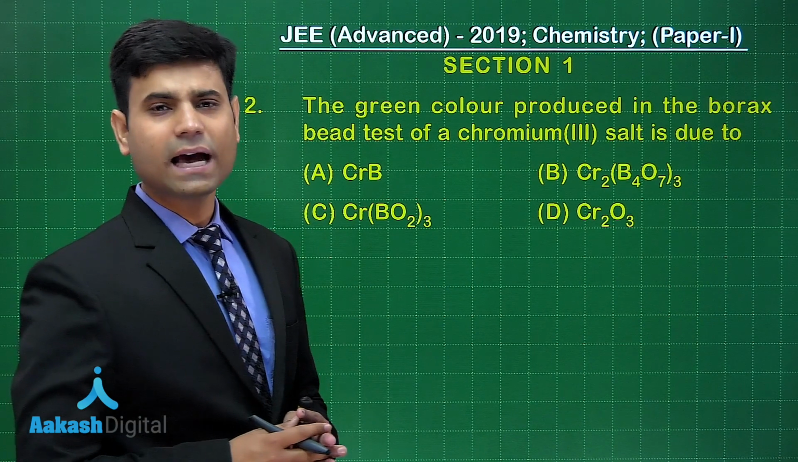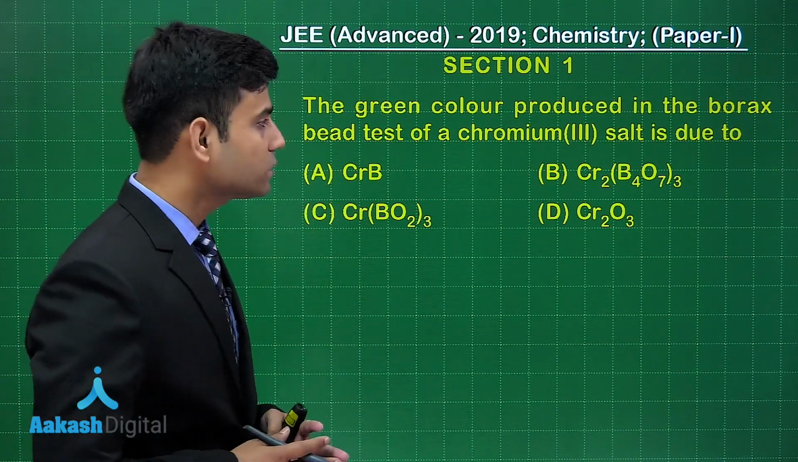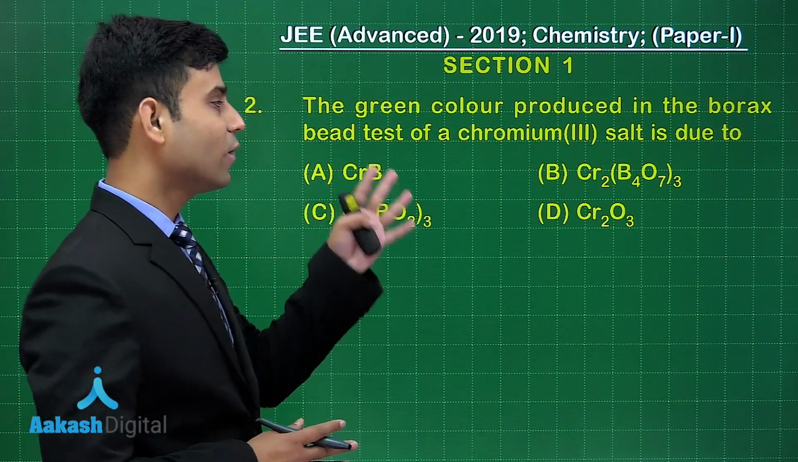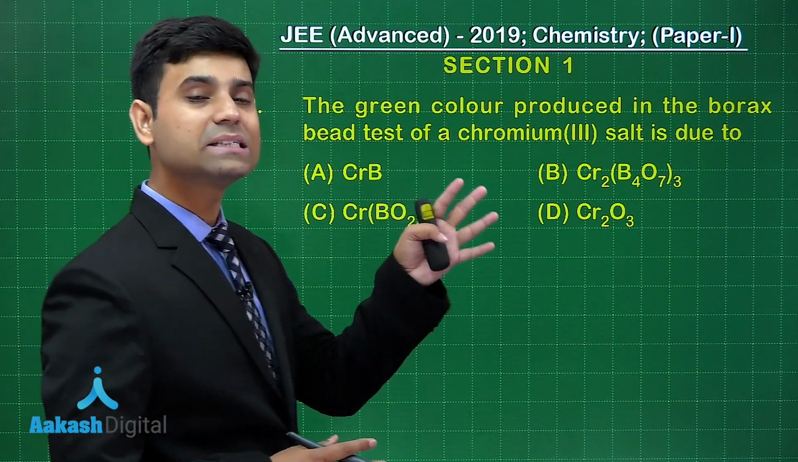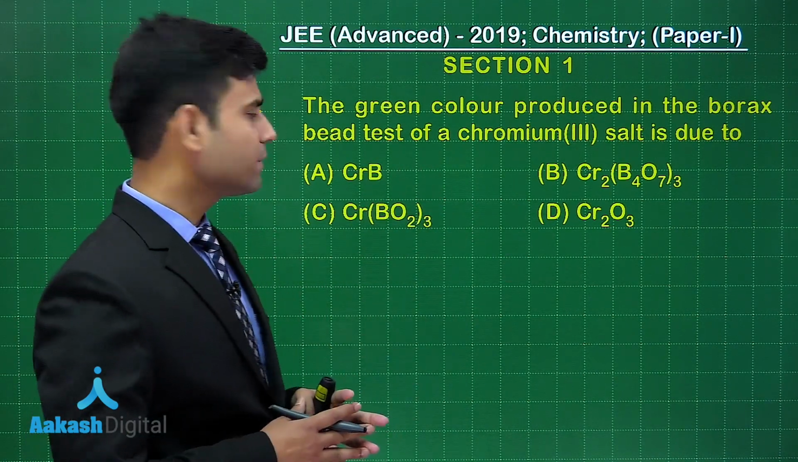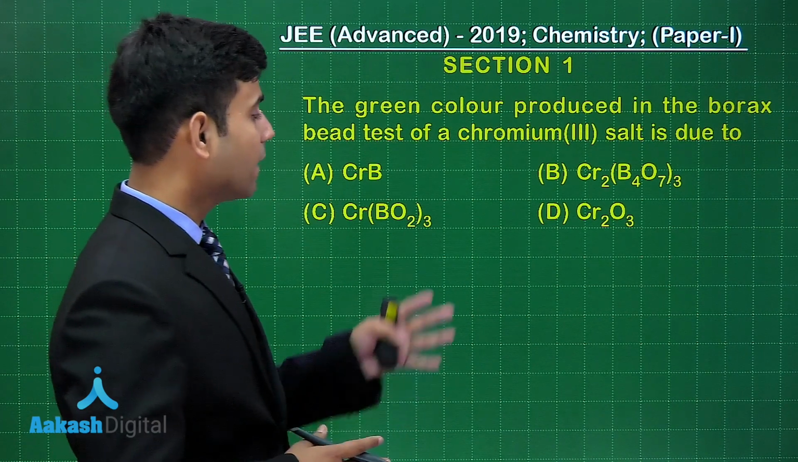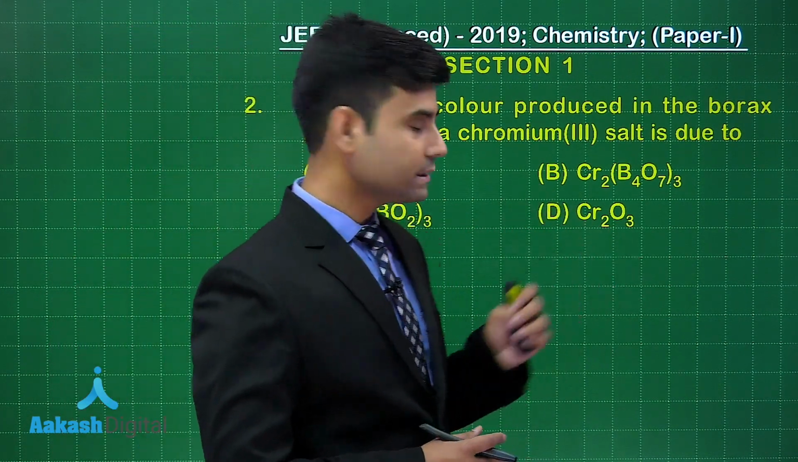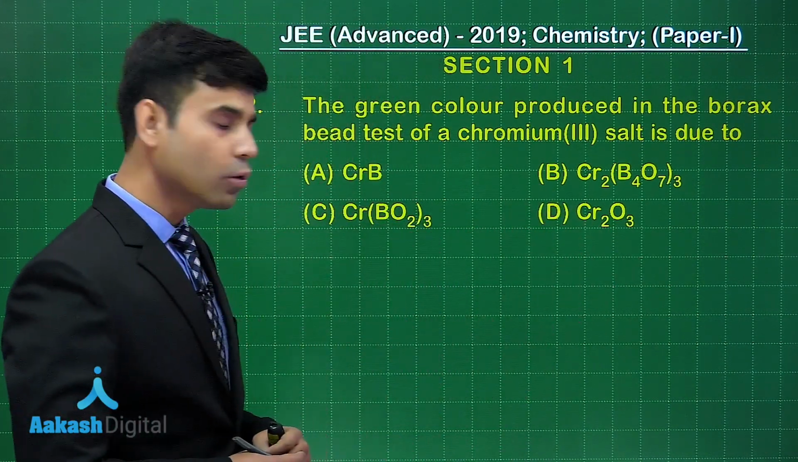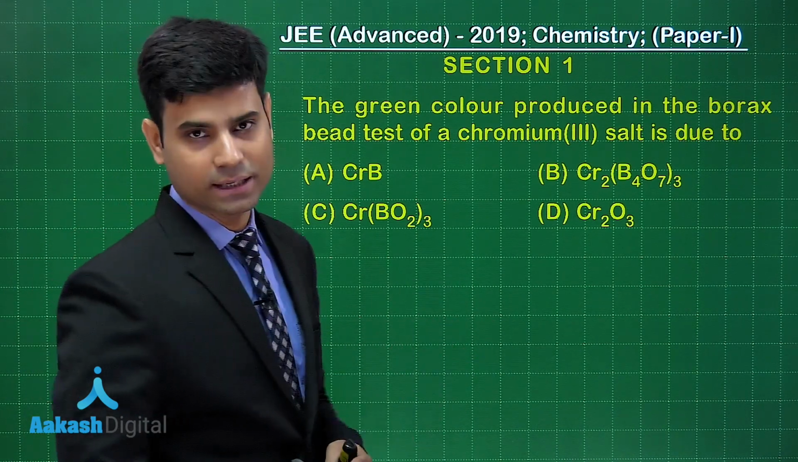This is the next question we have. It says the green color produced in the borax bead test of a chromium 3 salt is due to. What are the options we have? We have CrB, we have Cr2(B4O7)3, we have Cr(BO2)3, and we have Cr2O3.